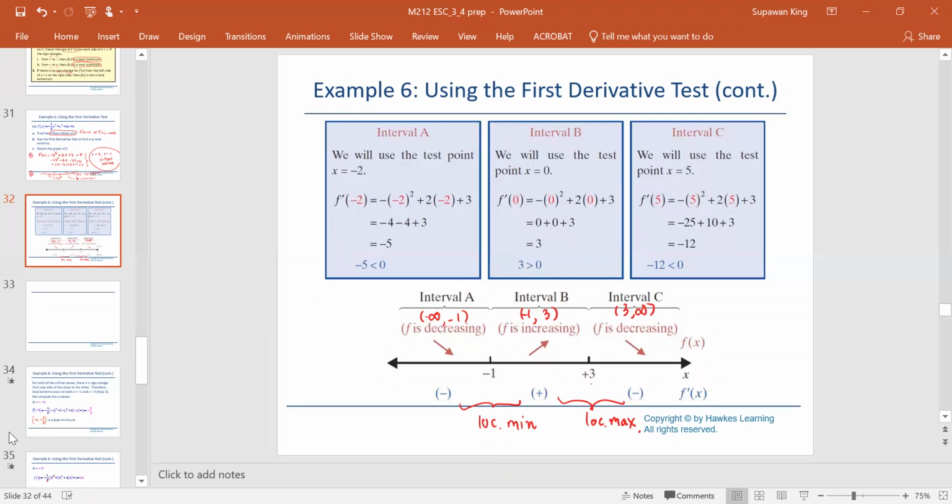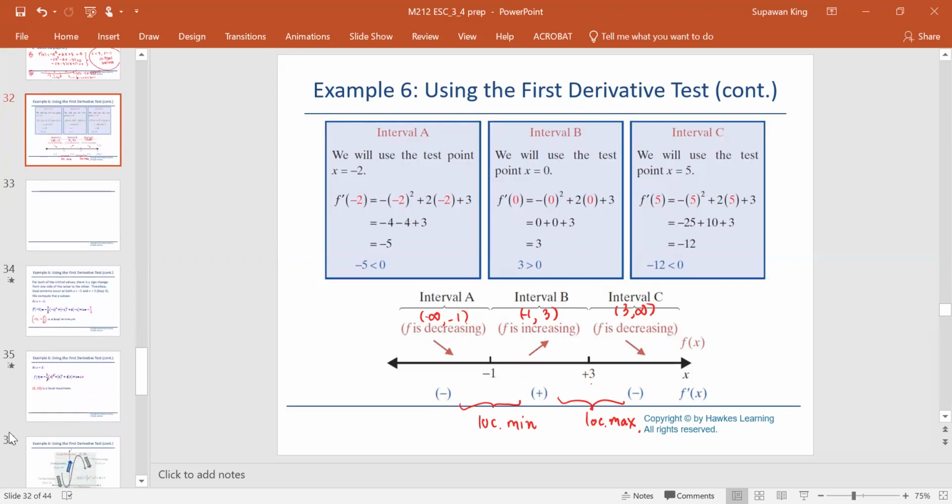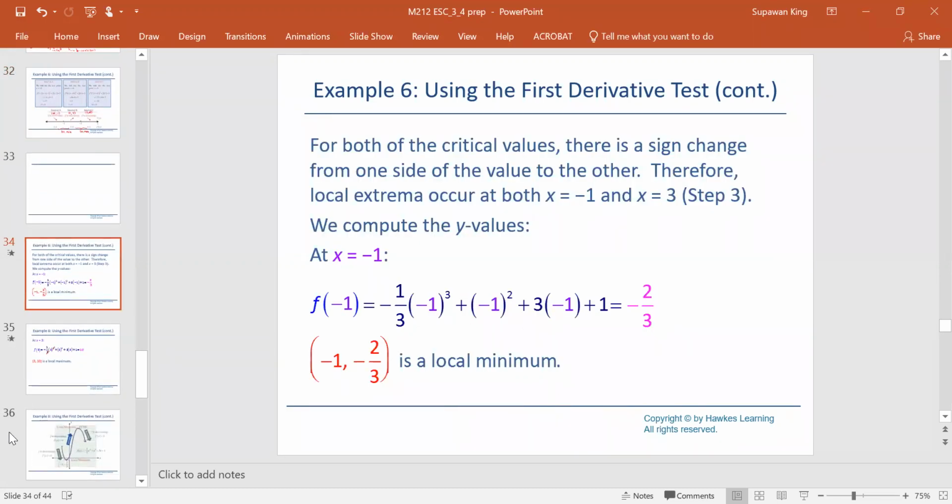And next, we're going to use this information to plot the graph. For both of the critical values, there is a sign change from one side of the value to the other. Therefore, the local extrema occur at both x equals negative 1 and x equals 3. At x equals negative 1, we compute the function value to get negative 2 over 3, which gives the local minimum point, and negative 2 over 3 is a local minimum value as a y value.